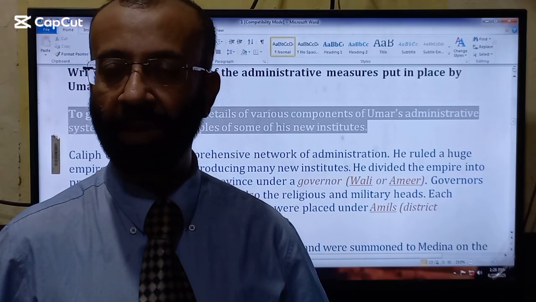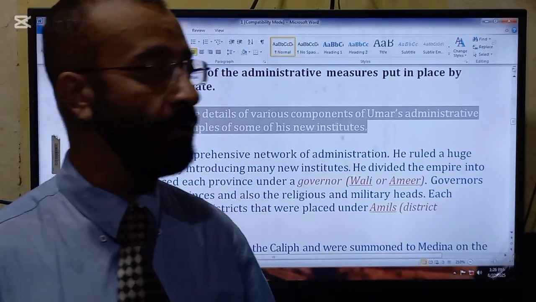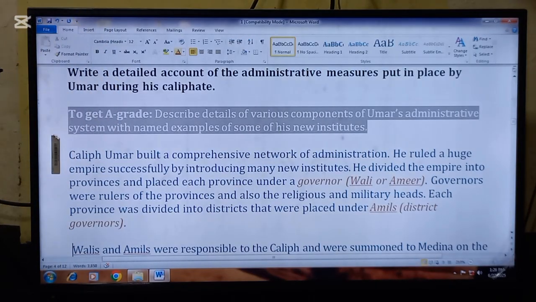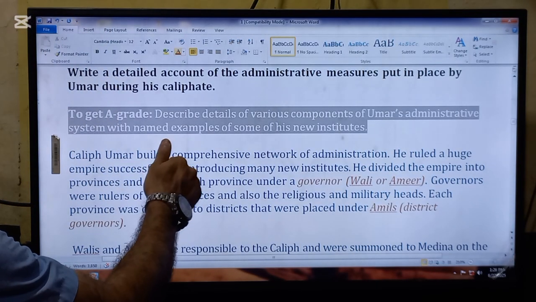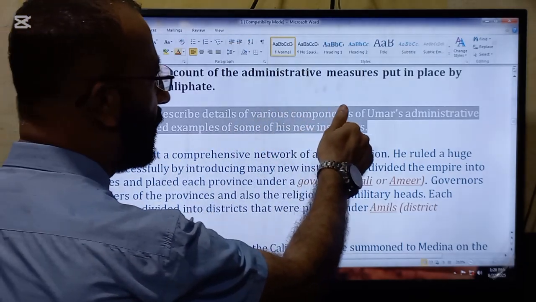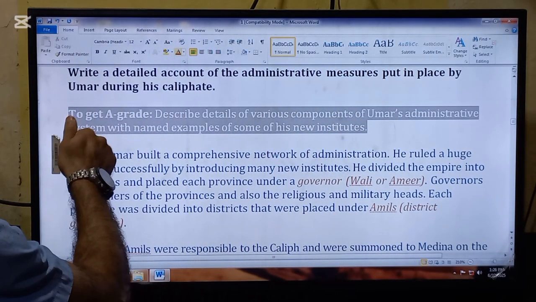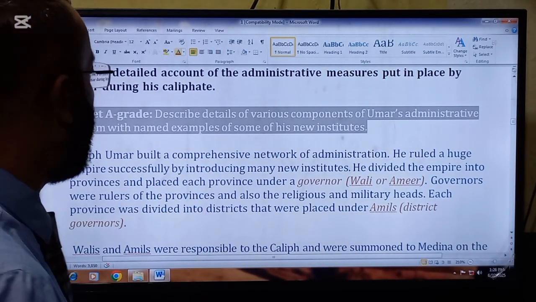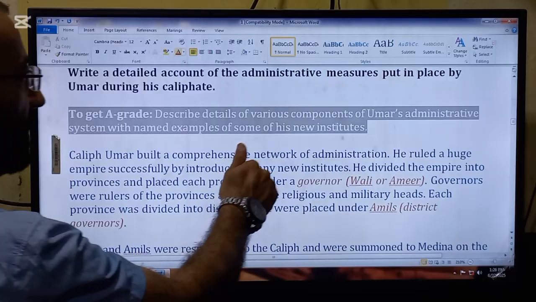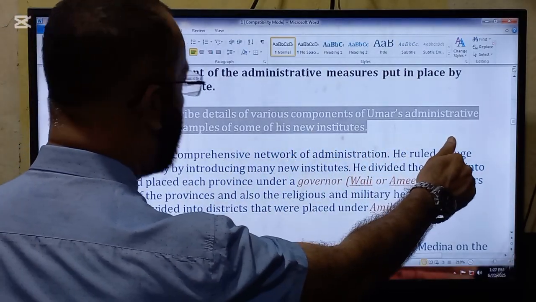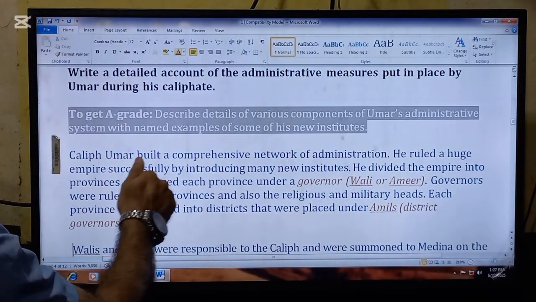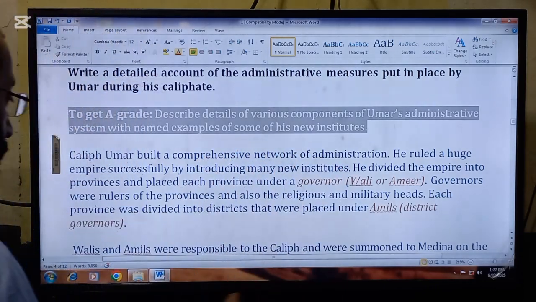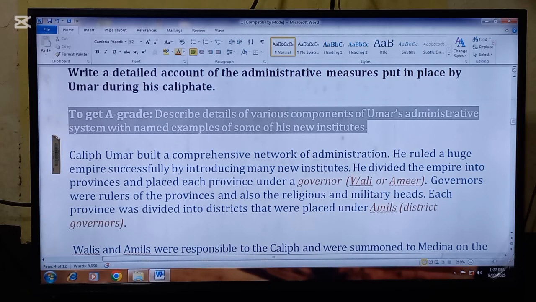Good morning, students. Today we are going to read another very important question in the topic of Hazrat Umar Raziyallahu Anhu. And the question is: write a detailed account of the administrative measures put in place by Umar during his caliphate. If this question comes in the paper, to get an A grade, describe details of the various components of Umar's administrative system with named examples of some of his new institutions. So concentrate, we are going to start now.